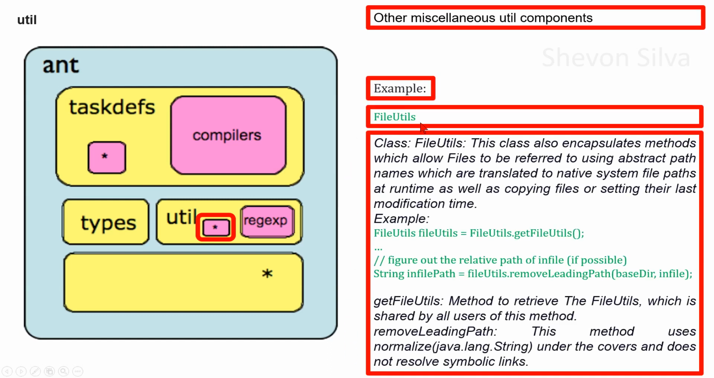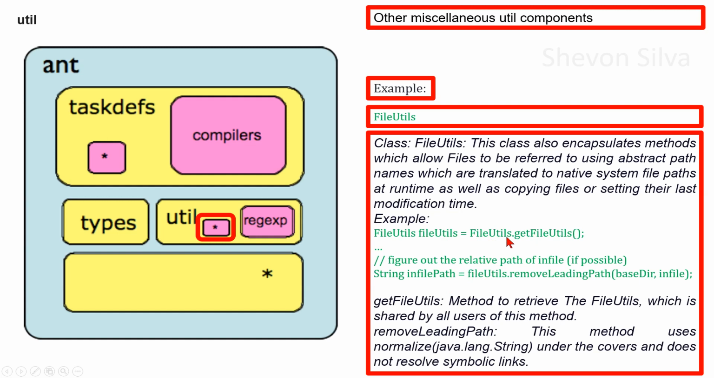As an example, we are considering the FileUtils class. This class also encapsulates methods which allow files to be referred to using abstract path names, which are translated to native system file paths at runtime, as well as copying files or setting their last modification time. We can consider this as an example of the usage of FileUtils.